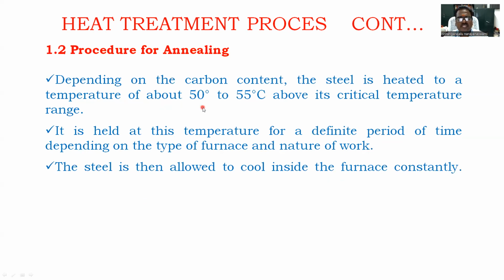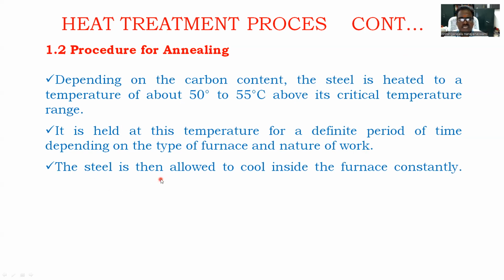The procedure for annealing: depending on the carbon content, the steel is heated to a temperature of about 50 degrees centigrade to 55 degrees centigrade above its critical temperature range. It is held at this temperature for a definite period of time, depending on the type of furnace and nature of work.